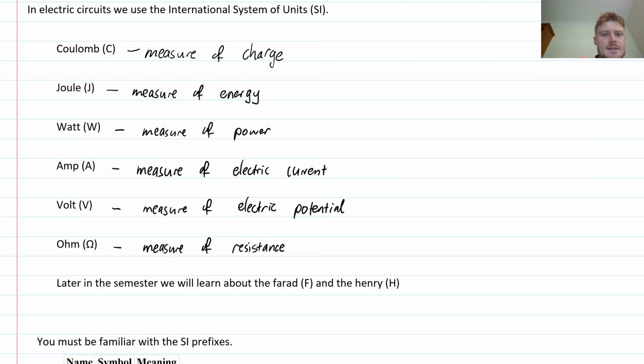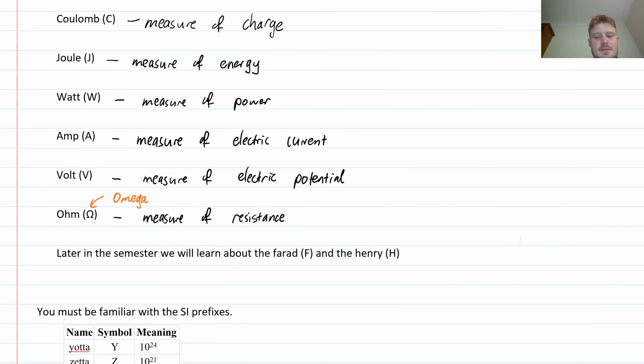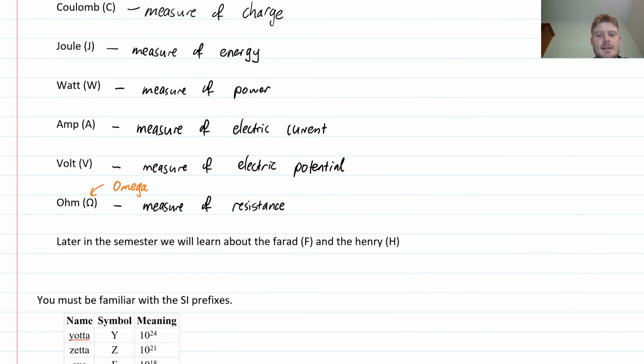So by the way, this symbol here is a capital Greek letter omega. So just in case you have not come across this before, it's the Greek letter omega. So it's worth just practicing drawing these symbols, because you're going to need to use them quite a bit in this subject.